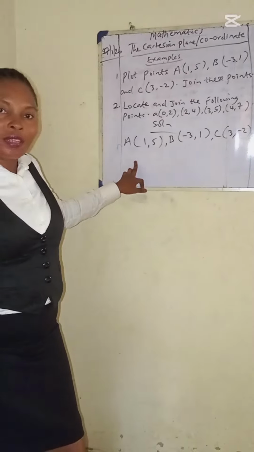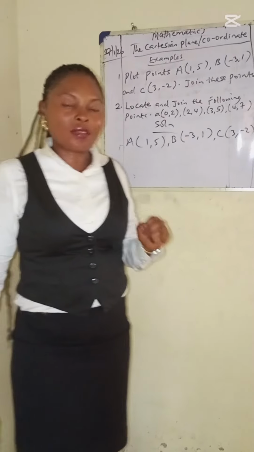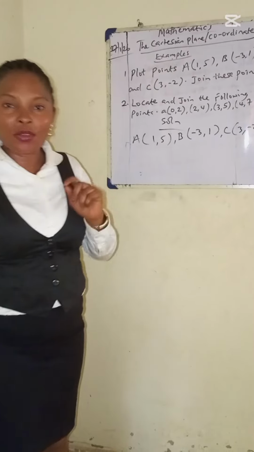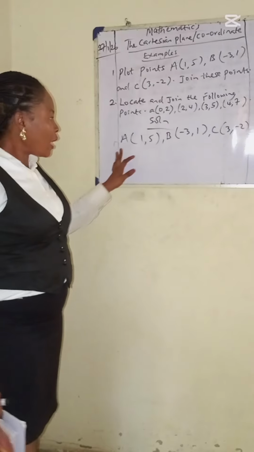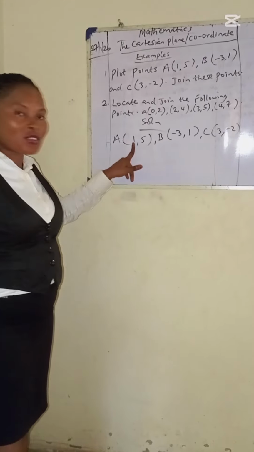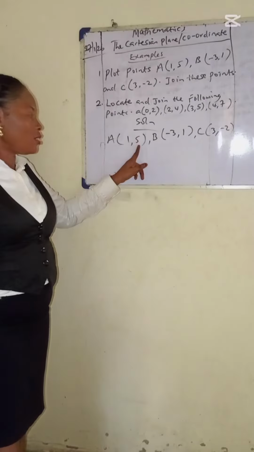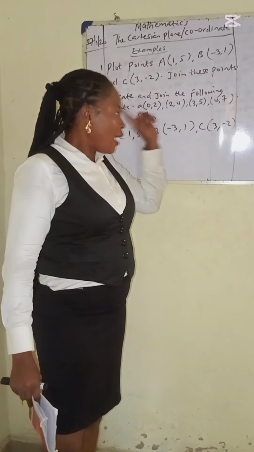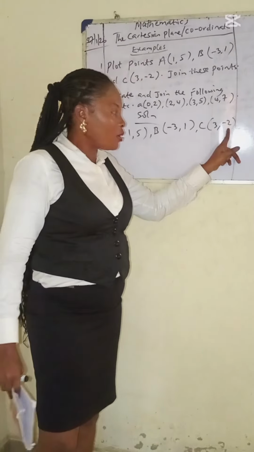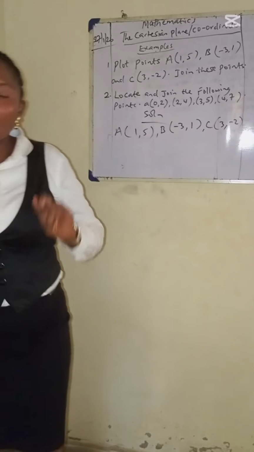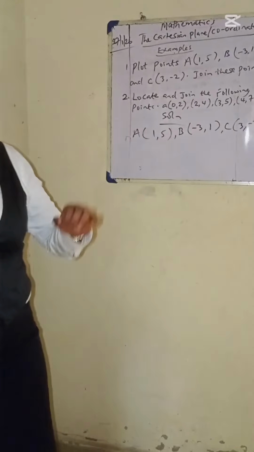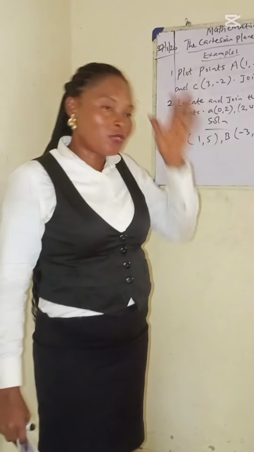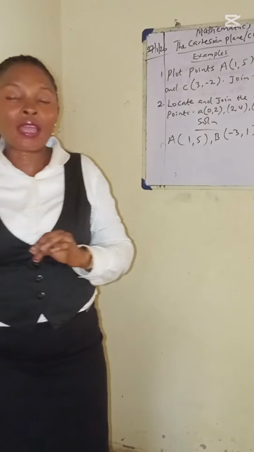I told you that coordinates have to do with the x and the y coordinates. I said that the x coordinate is always your first number. The y coordinate is your second number. So if you look at this now, our x coordinate is the first number here, which is 1. Our y coordinate is what? 5. Our x coordinate is -3. Our y coordinate is 1. Our x coordinate is 3, and our y coordinate is -2. So that is why you have to know the difference between x and y coordinates, so that you know the value for your x-axis and the value for your y-axis.